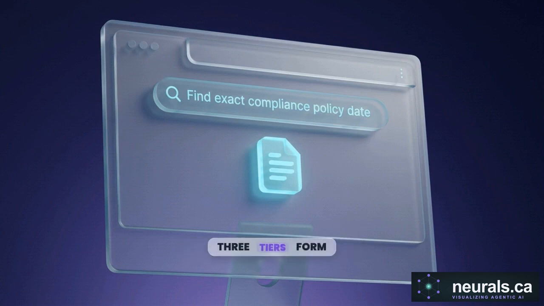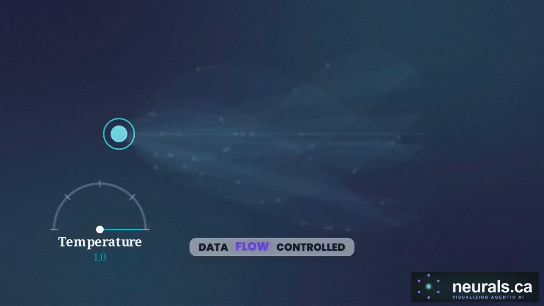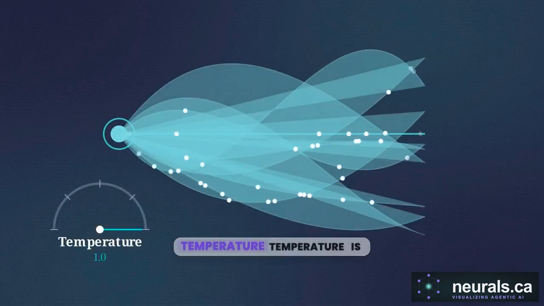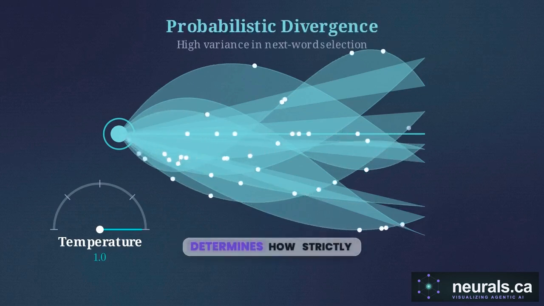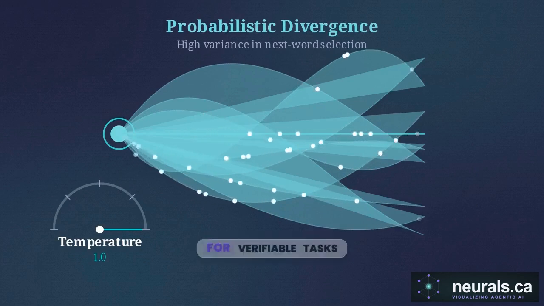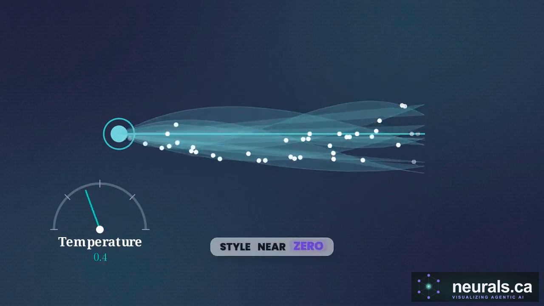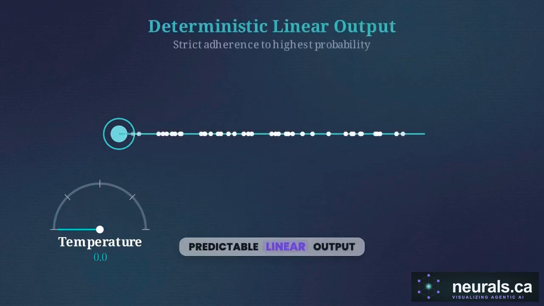The bottom three tiers form the verifiable zone. The user needs a specific fact, and any deviation from that fact is an error. We want zero creativity here. This diagram shows the data flow controlled by the system's temperature. Temperature is a setting that determines how strictly the AI chooses the most mathematically probable next word. For verifiable tasks, engineers set this dial near 0, forcing a highly predictable, linear output.